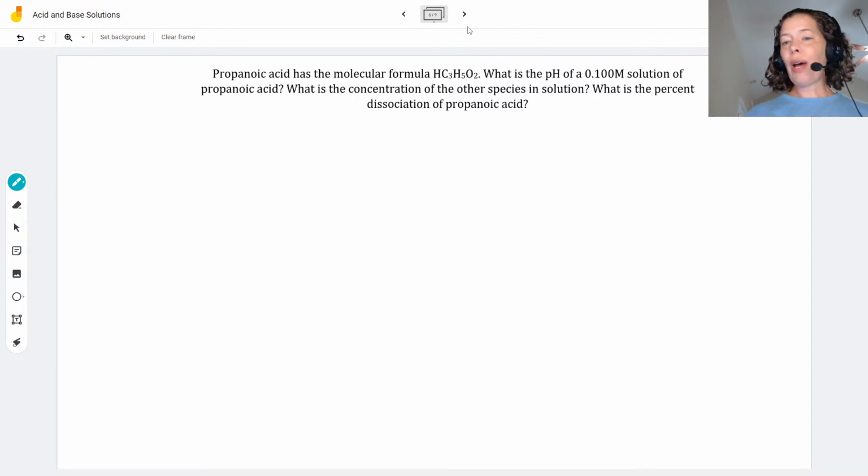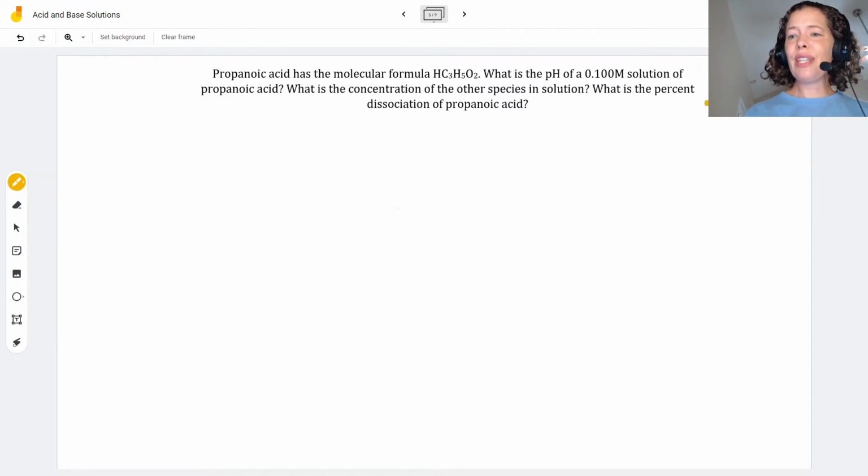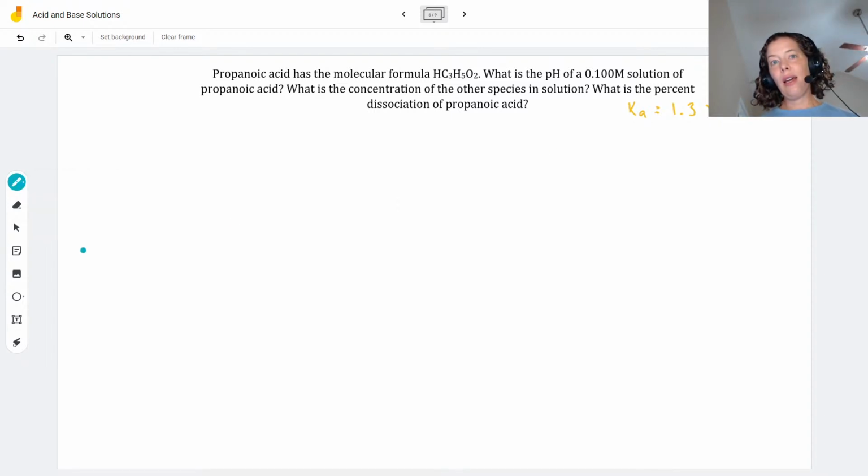So I am going to go ahead and write down the Ka. I'll put this in maybe yellow for this acid just so that we've got it ready to go. So the Ka is 1.3 times 10 to the negative fifth. Now remember, once you have a Ka, you have a weak acid, or vice versa. If you have a weak acid, you should have a Ka.